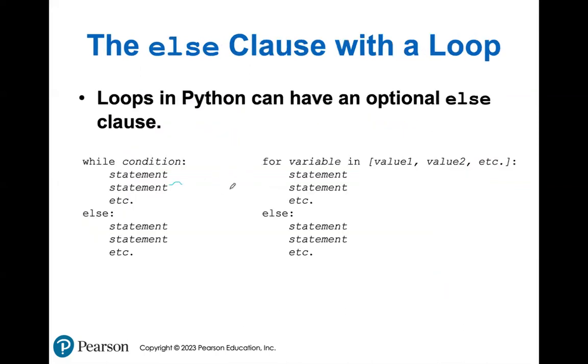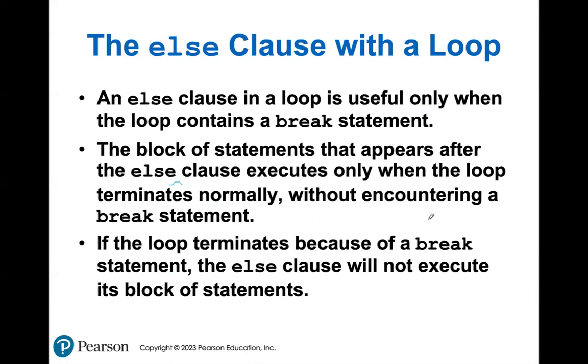All right, you can also add an else clause for your loops in Python. You cannot do that in Java, so this is something new. You can add an optional else clause, and all your else is going to do is, if your loop terminates normally, that else is going to execute. However, if it encounters a break statement, your else will not execute.